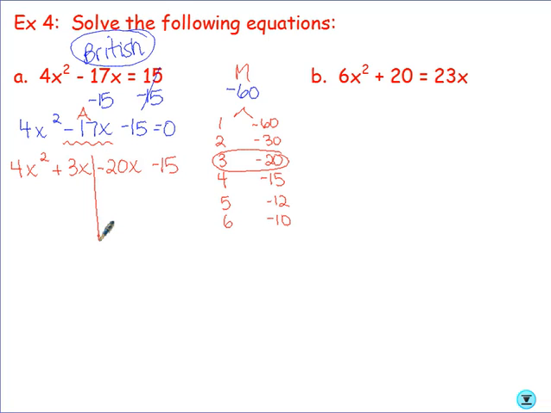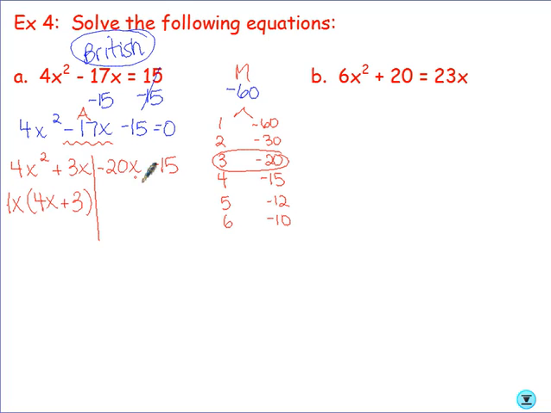Split it down the middle. What can we divide these by? 1. What else is in common? X. 4 divided by 1 is 4. We have 1x left over. 3 divided by 1 is 3. We have no x's left over.